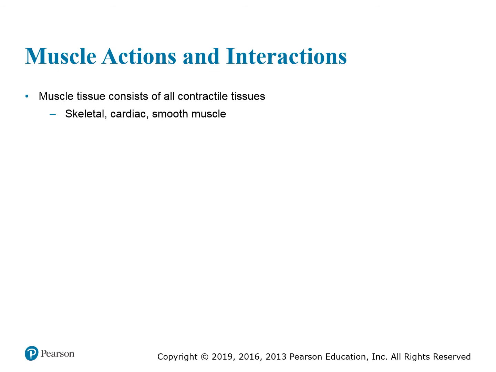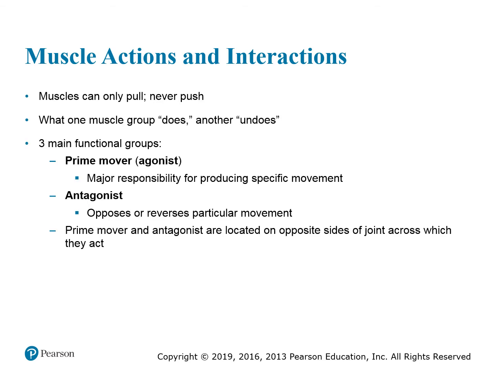As you should have learned by now, there are 3 different types of muscle: skeletal muscle, cardiac, and smooth muscle. All of these muscles consist of contractile tissues. That means that these tissues are able to produce tension and in some cases shorten and produce movement. When they're producing movement, it's important to know that muscles can only pull, never push.